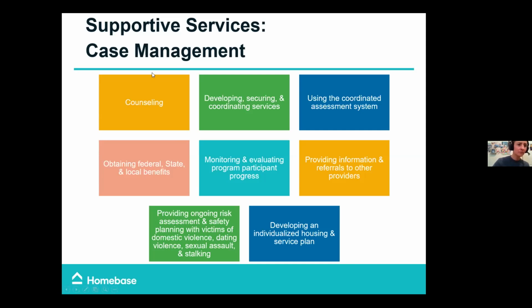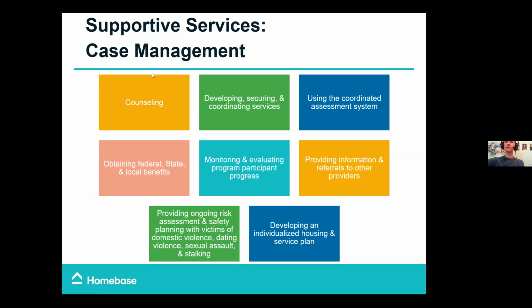So the next category of supportive services is case management. These are the costs of assessing, arranging, coordinating, and monitoring the delivery of individualized services to meet a participant's needs. Allowable services and activities within the case management category include things like using the coordinated assessment system, monitoring and evaluating participants' progress, providing information and referrals to other providers, and developing an individualized housing and service plan.